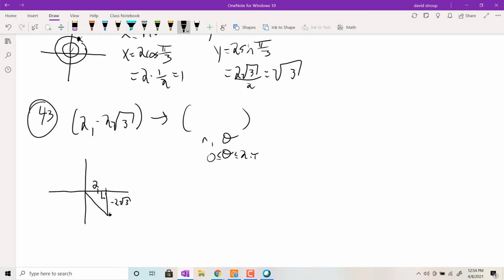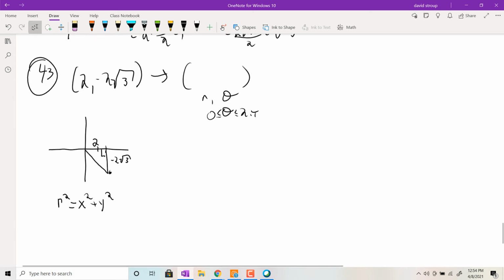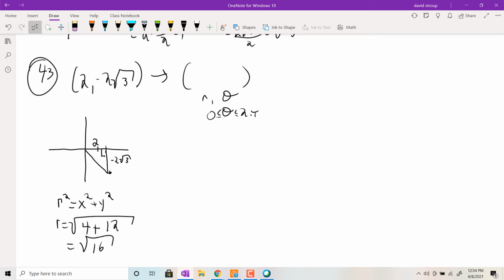Okay. To get the r value, you have to use the Pythagorean formula. r squared equals x squared plus y squared. Okay. So you'll have then r equals the square root of 4 plus 4 times 3, which is 12. So that's the square root of 16, made this one easy, which is 4. So it's 4 comma. Then I need my angle.